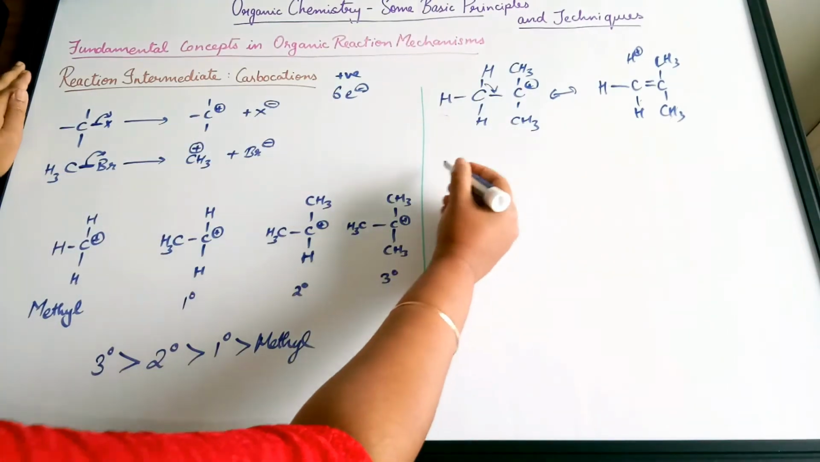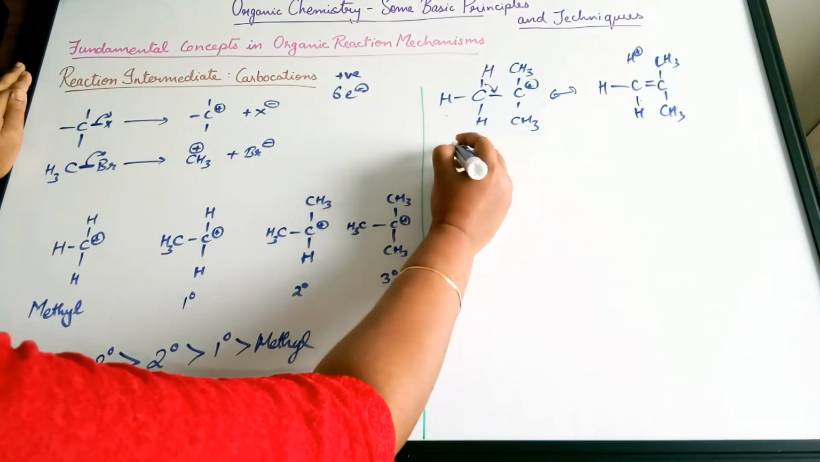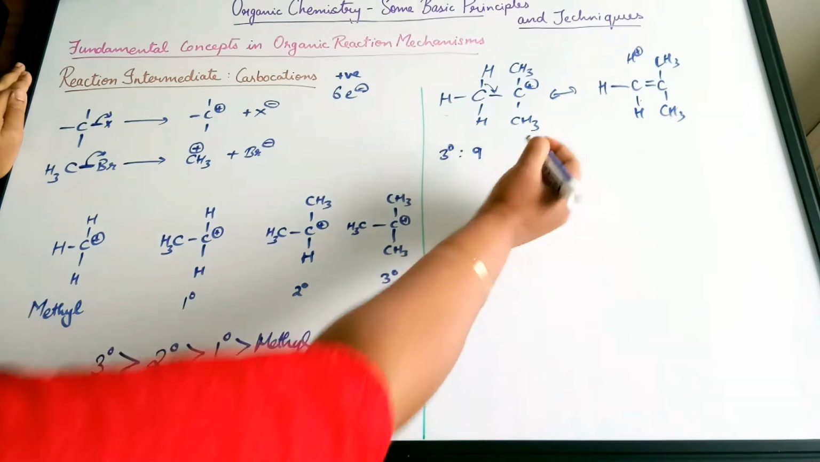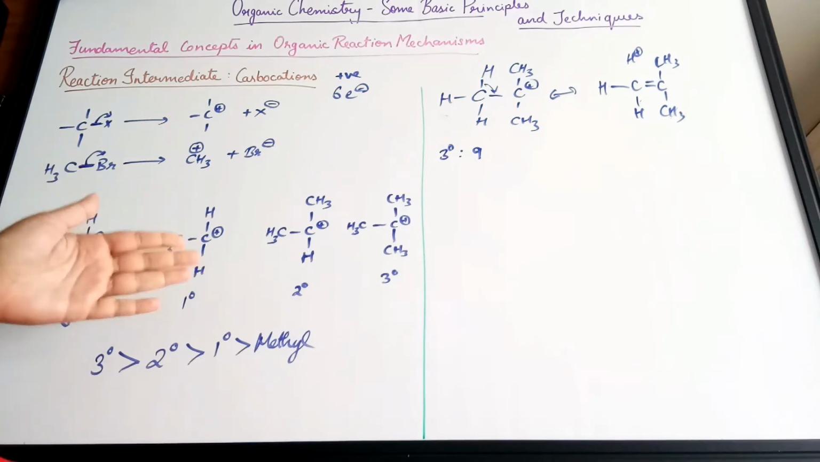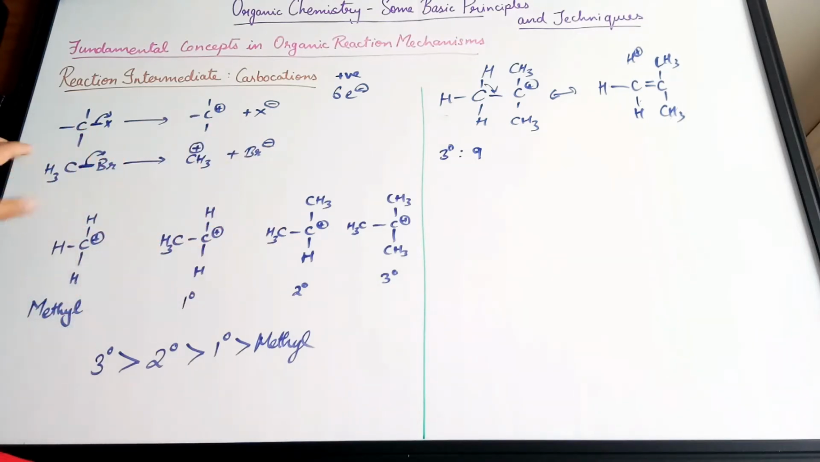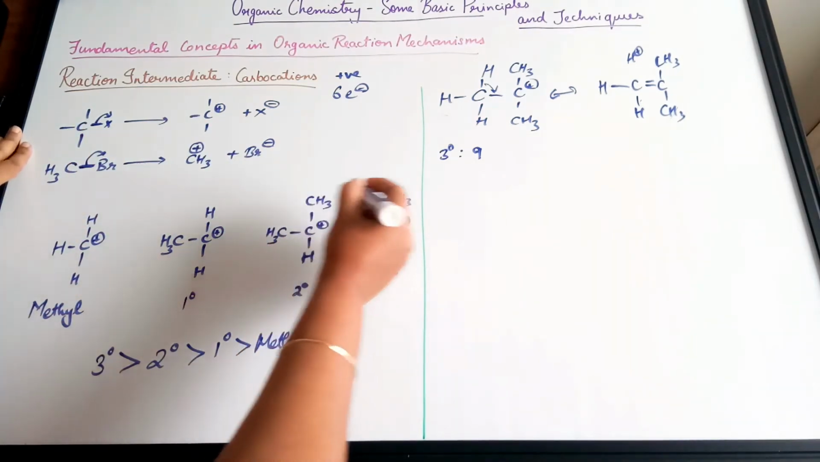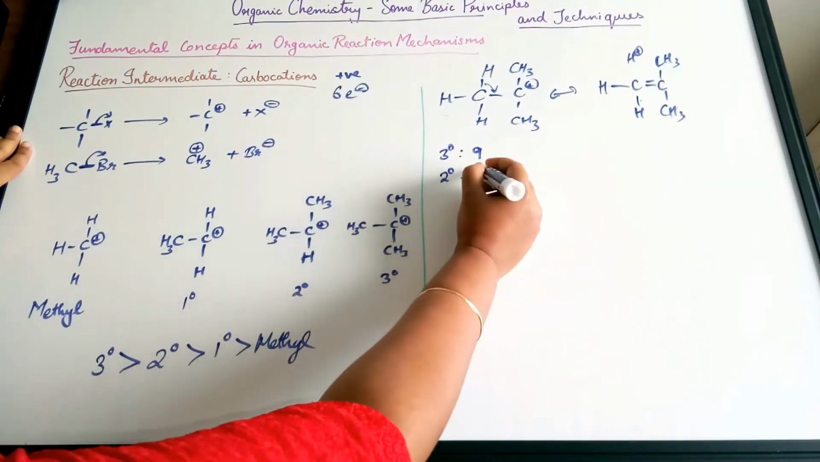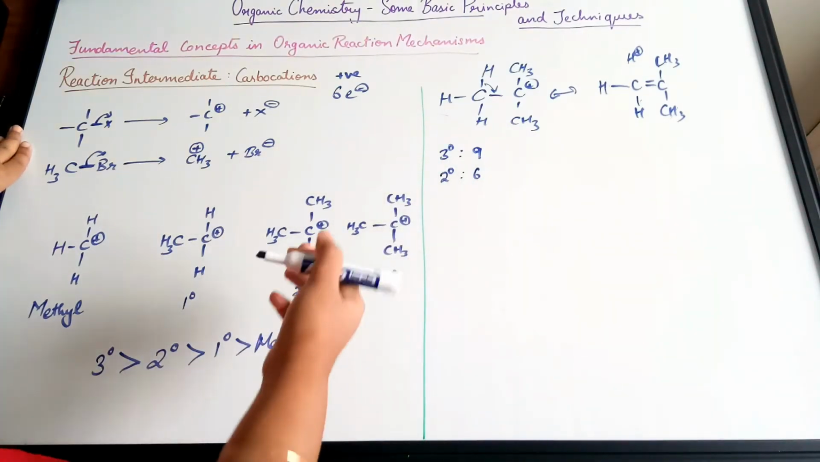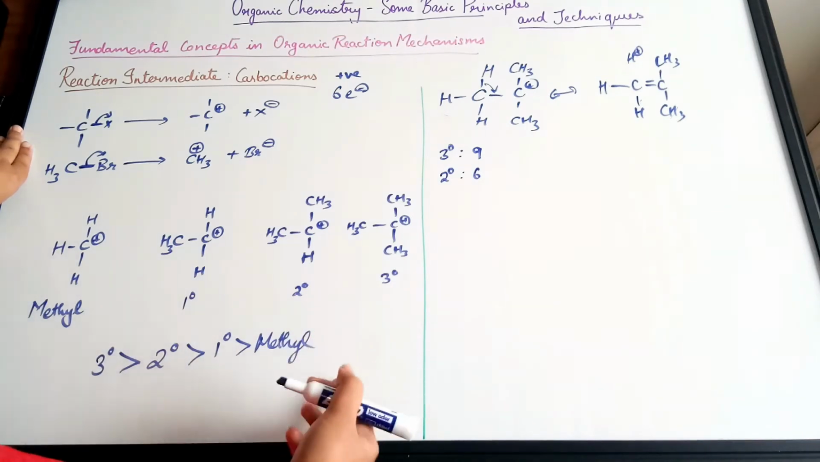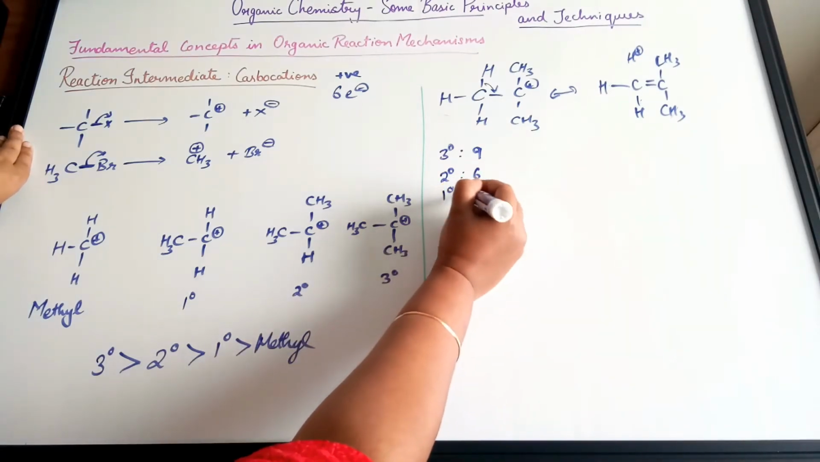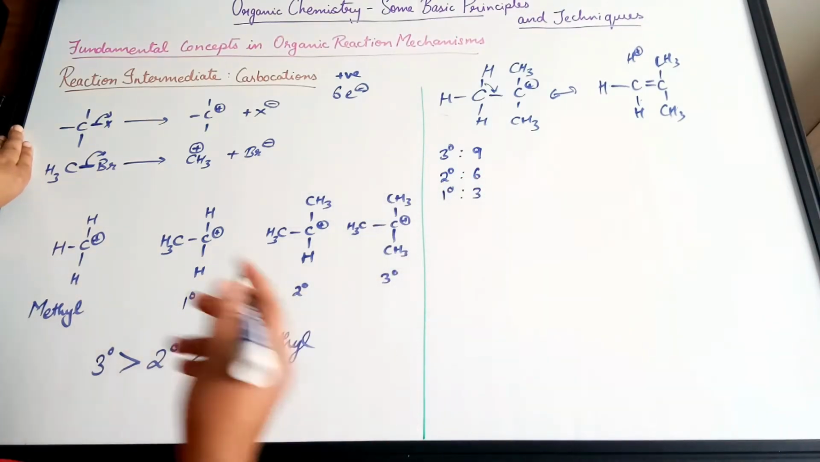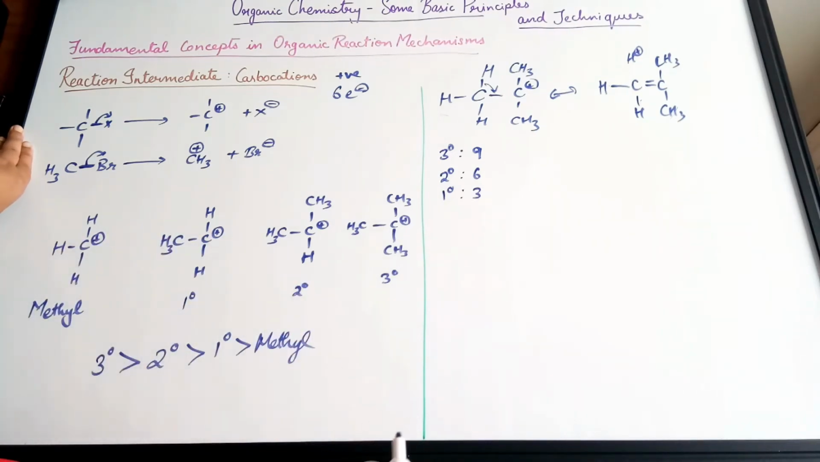So here, in case of a tertiary carbocation, we have 9 hyperconjugative structures, basically the total number of hydrogen atoms which are present. And in case of a secondary, we have only 6 hyperconjugative structures. This hydrogen will not take part in the formation of the hyperconjugative structures. Whereas in case of primary, we just have 3. And in case of methyl, we have 0 hyperconjugative structures.